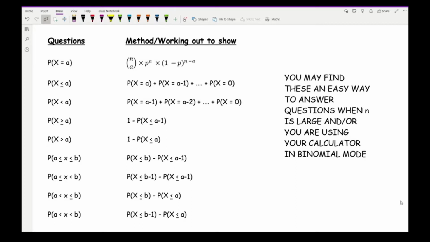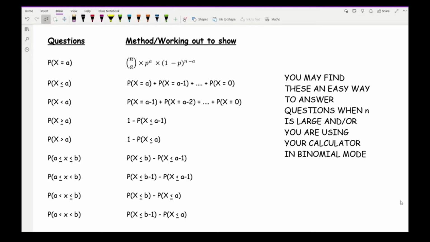Now, the method you can see on the screen is, generally speaking, another way of thinking rather than looking at individual probabilities, but also when n is a large number. So for example, if n was, say, 120, and you had to find the probability where x is less than or equal to 43, you don't really want to be working out 44 different probabilities and adding them together. So you want to be smart about this.